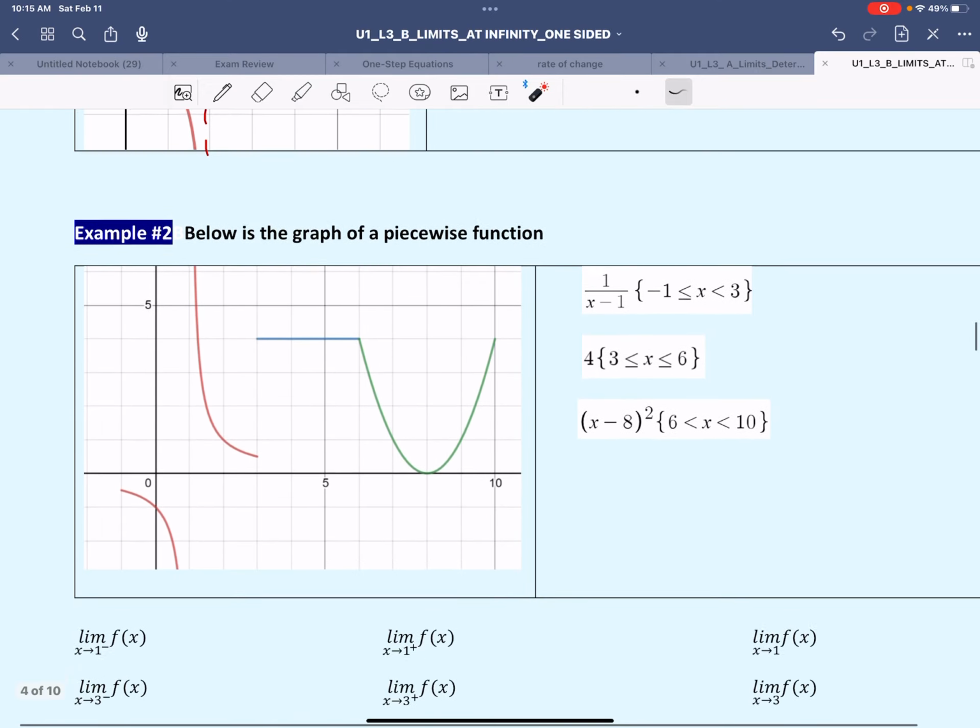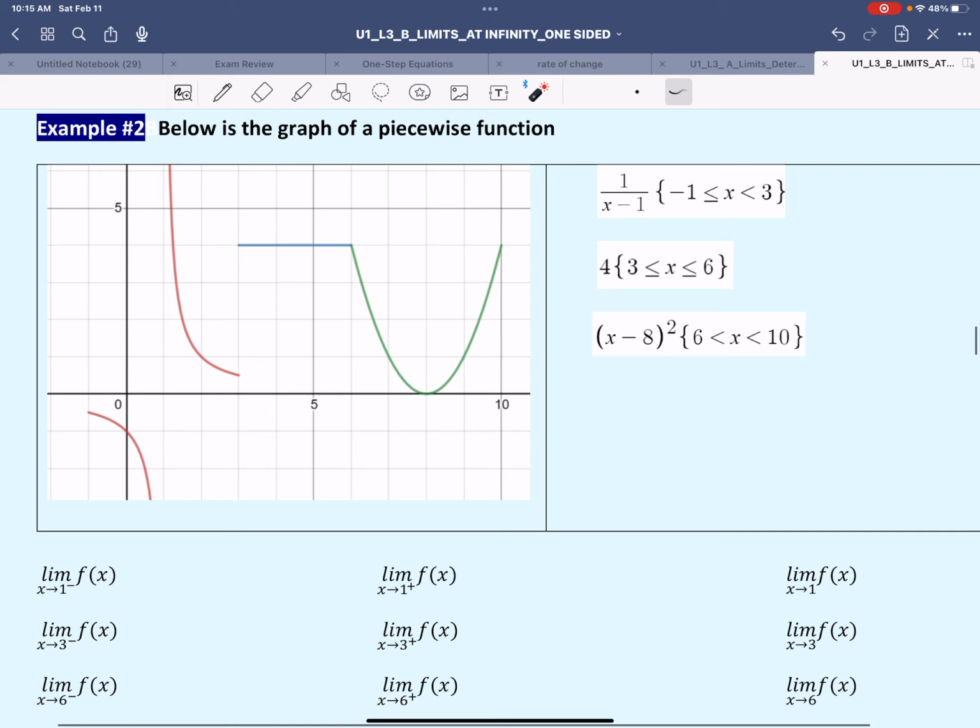So now we're going to take a look at another function. So what you see here is the graph of 1 over x minus 1. So this would be the first part of the equation. This is a piecewise function. And the next piece is this blue graph in here. So that is the function y equals 4. And the last piece in here is this green function, which is y equals x minus 8 squared. So this entire function obviously has a name, so we're going to call this the function f of x equals all three pieces combined.